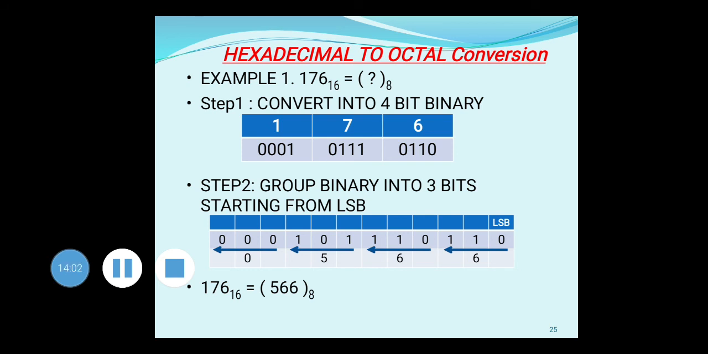Now we will start from the LSB. If you check from the LSB, 3 bits are grouped, that is 110. Then again 3 bits are grouped, that is 110. Then again 101, and then the last is 000. So now you are going to represent each of those 3 bits with its number. 110 stands for 6, 110 stands for 6, then 101 stands for 5, and 000 stands for 0. So the final answer is 0566. You can also write 566.